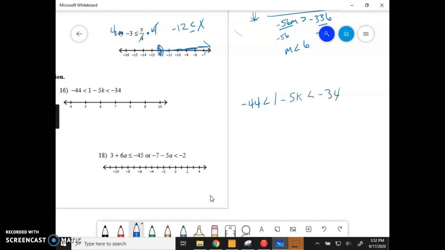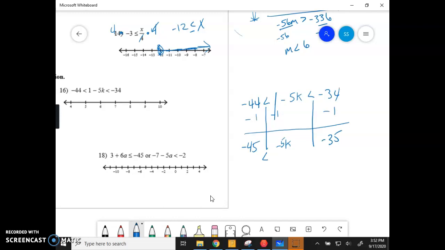Negative 34. All right, so remember, if it helps you, put some lines down so you remember to do it on all sides. I want to get rid of this positive 1. I need to subtract 1 on all sides. So I get negative 45. This goes away. I got negative 5k in the middle and negative 35 on this side.